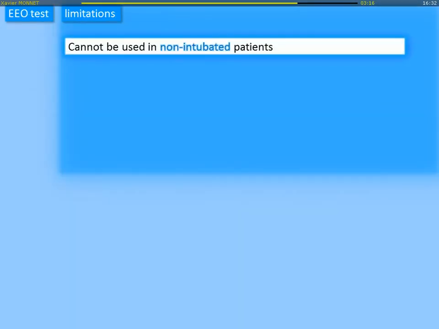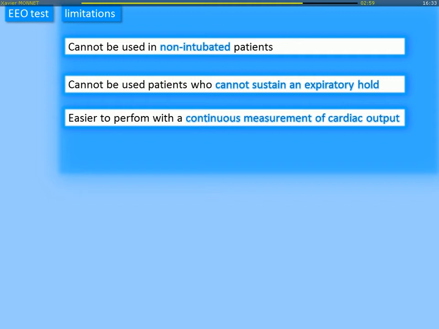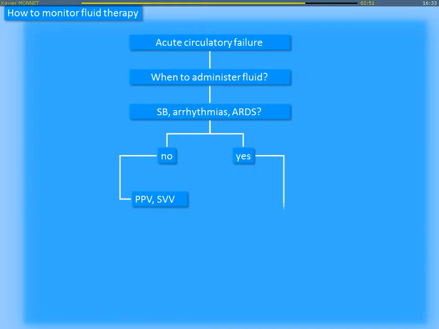I think that the main limitation is that it cannot be used in non-intubated patients, but also that it cannot be used in patients who cannot sustain an expiratory hold. It's a 15 seconds hold, so it's better to use it in mildly sedated patients. Of course, I showed you that it's much easier to perform if you have a continuous measurement of cardiac output. Anyway, you can use it even in case of, for instance, cardiac arrhythmias, even spontaneous breathing, provided again that the patient is able to tolerate this end-expiratory occlusion.